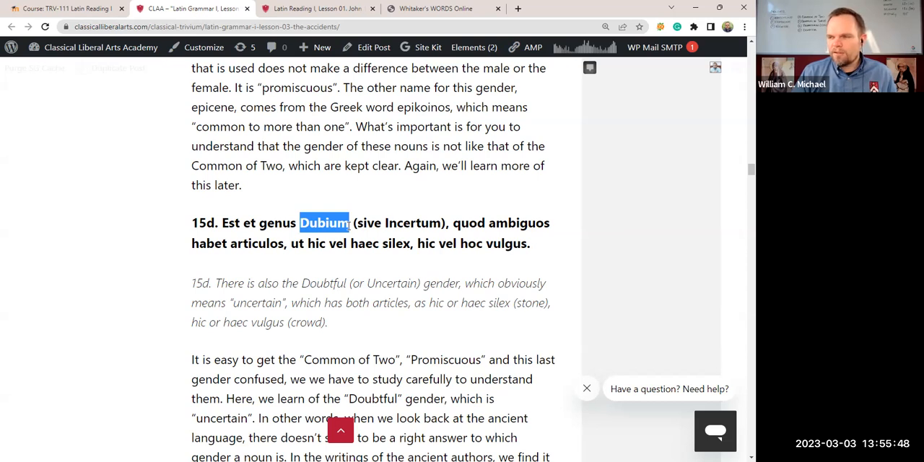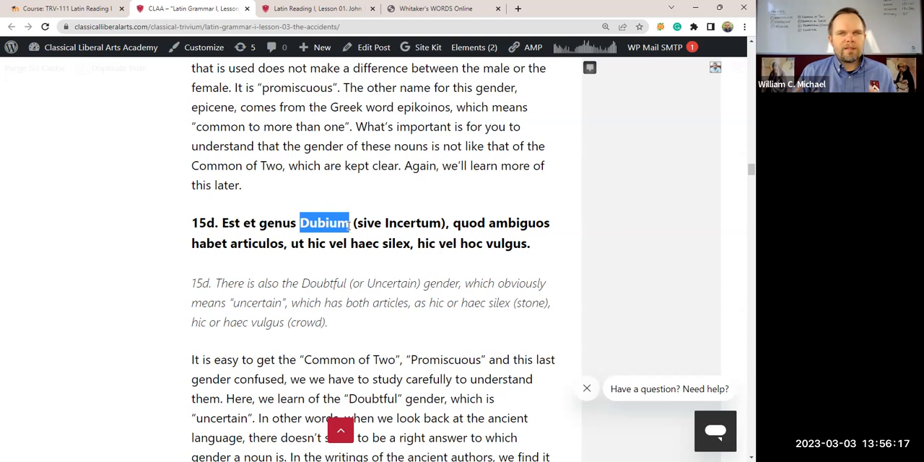But what I wanted to do today was walk through all of the genders, explain why gender is important in Latin, and then look at the different options available. We've got 3 primary genders, masculine, feminine, and neuter. Then we've got a bunch that are born of these. We've got common of 2, common of 3, epicene, and doubtful. Okay, so a total of 7 genders.